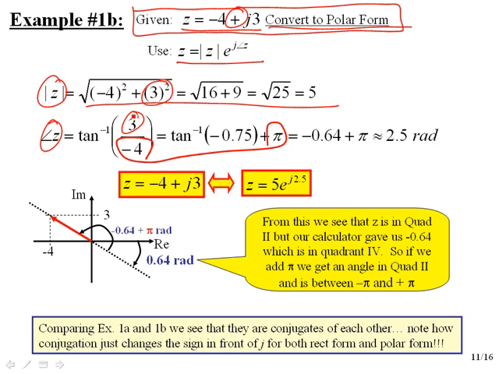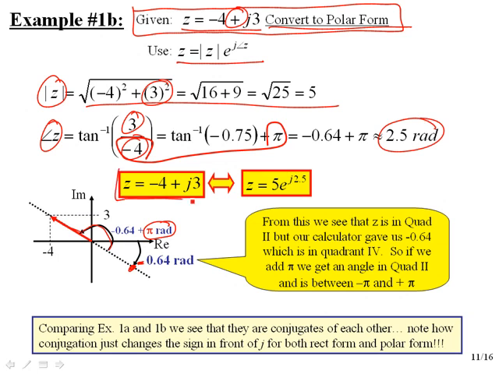But now we have a 3 over minus 4. So our calculator thinks it's over here somewhere. Actually, that should be a minus in front there. And now we're going to add pi radians so that we end up back over here, and this is in between plus or minus pi. So now we end up with plus 2.5 radians.